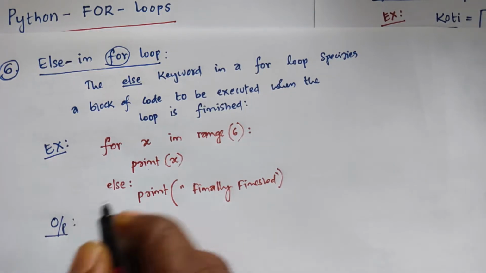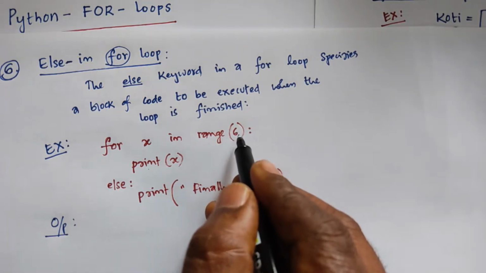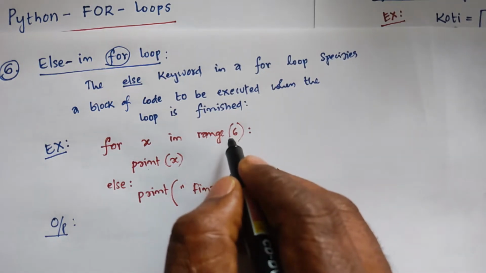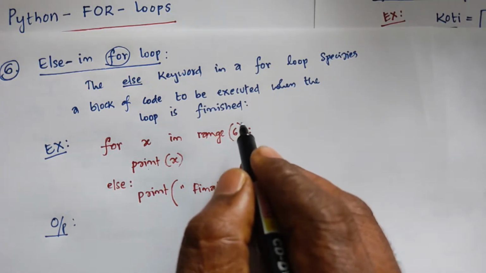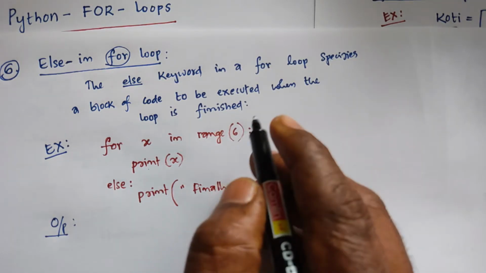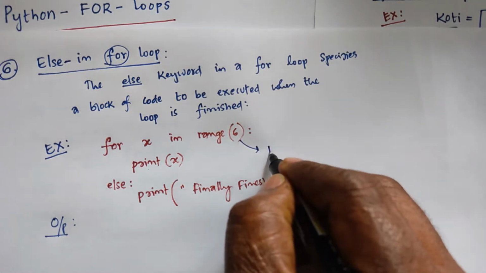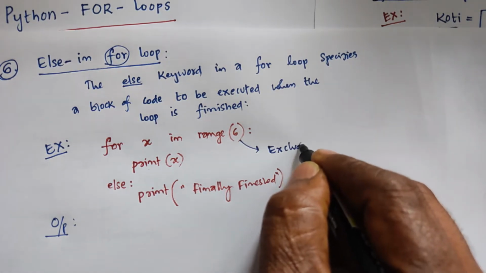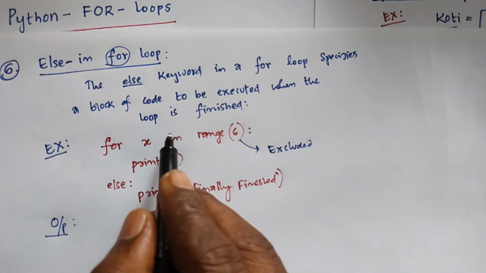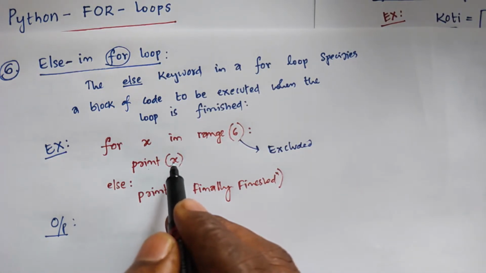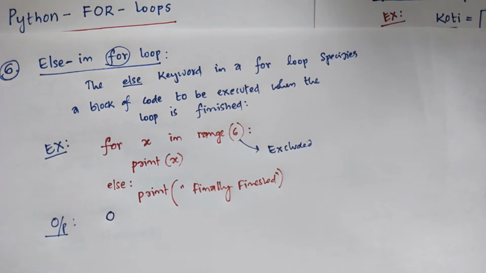Here, range 6 means that 6 is not included, it is actually excluded. So the first value is 0, so print x, and simply you will get the output value 0.